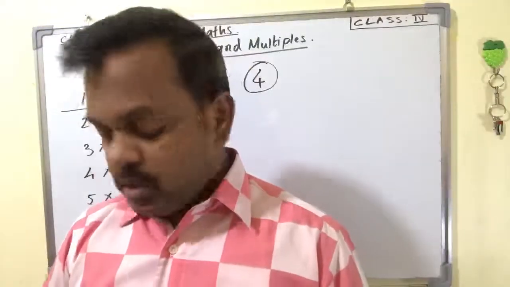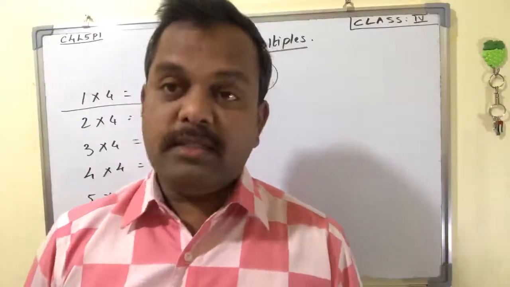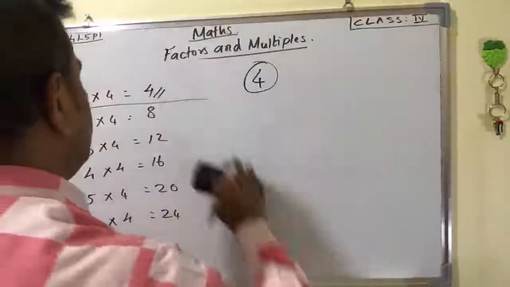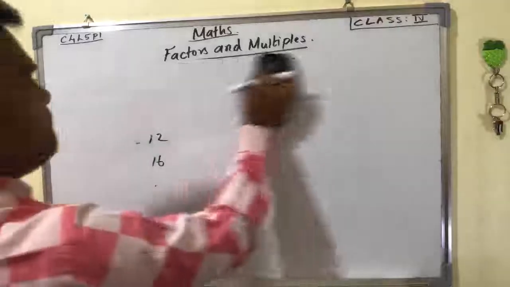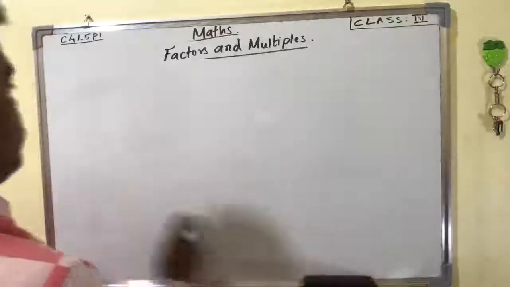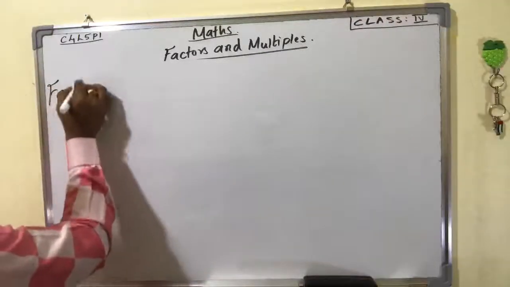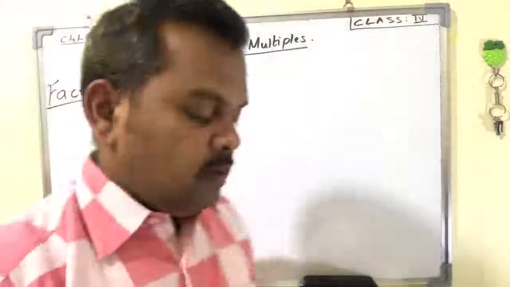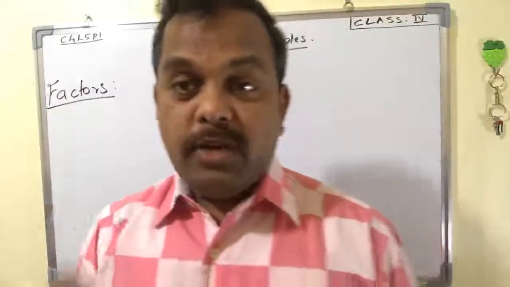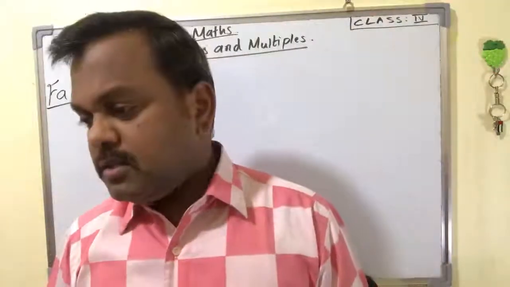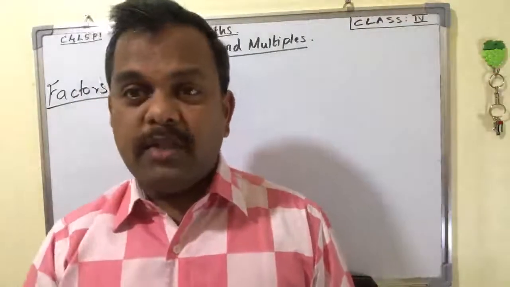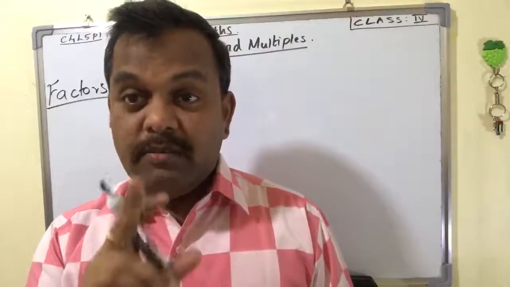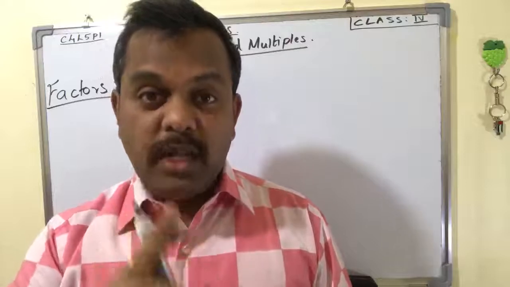Next we are going to learn about factors. What is that? Factors. This is a very important one. What is a factor? Actually the proper definition for a factor is a number that divides any number without leaving any remainder. The factor of a number divides that number without leaving a remainder.